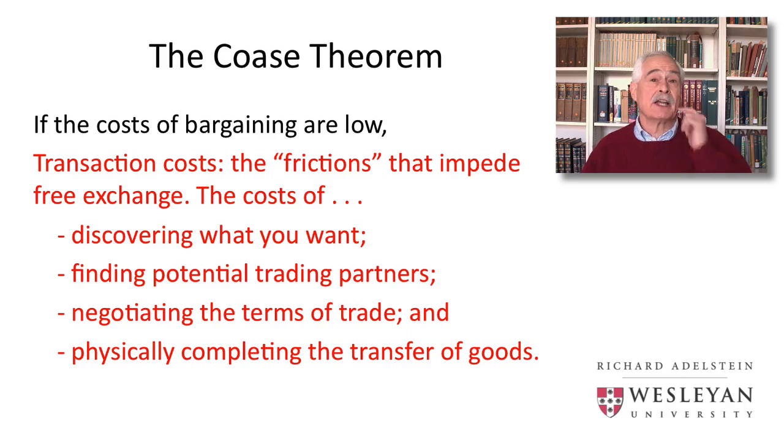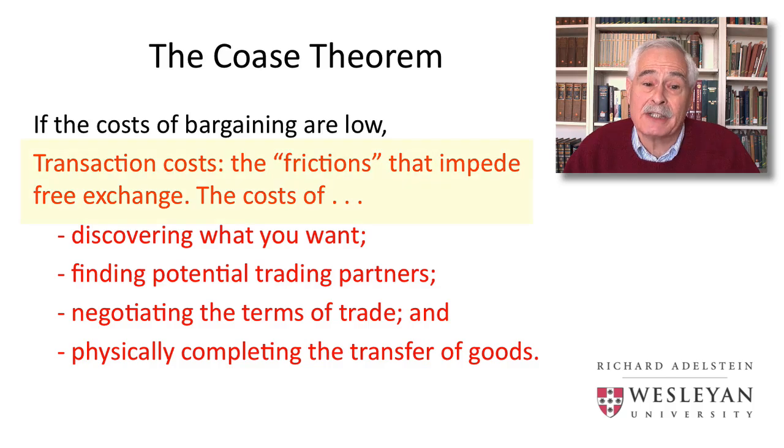So this suggests that we introduce a new category, a new idea, and that idea is the notion of transaction costs. Transaction costs are the frictions that impede free exchange, whatever it is that stands in the way of people like Hamilton and Jefferson being able to do business over the transfer of property rights. These costs of doing business arise in a number of different ways.